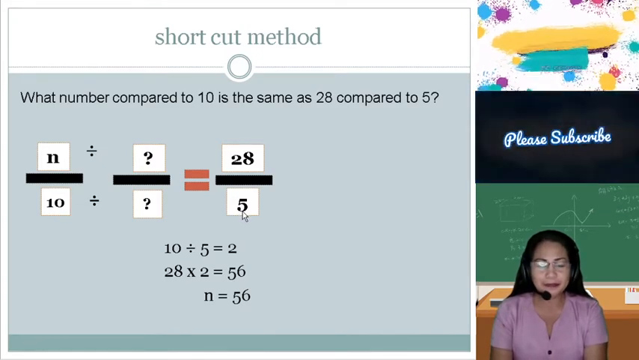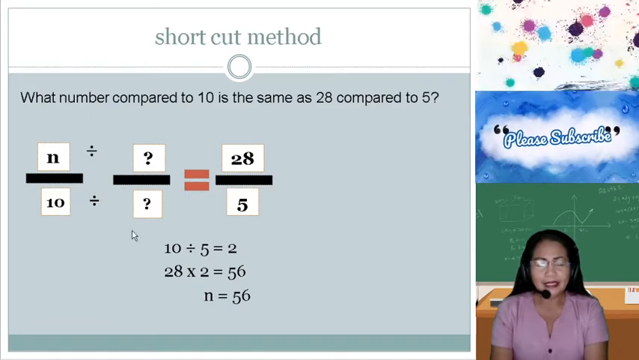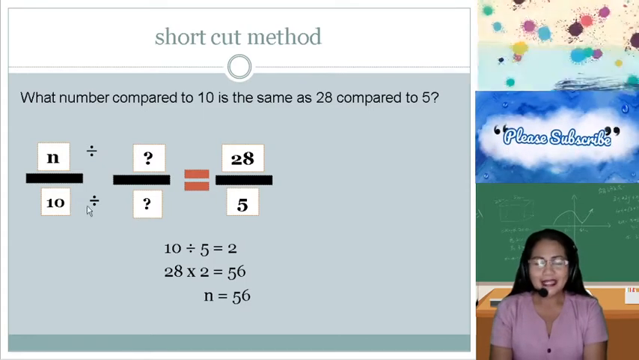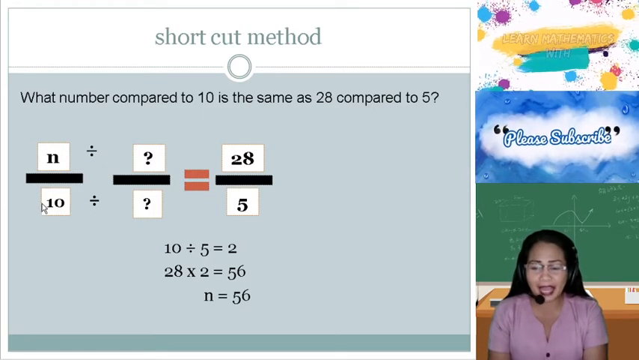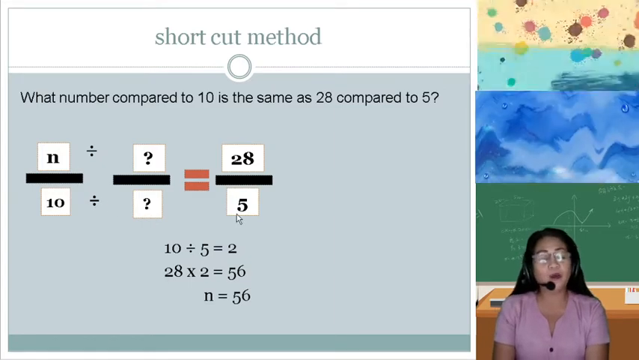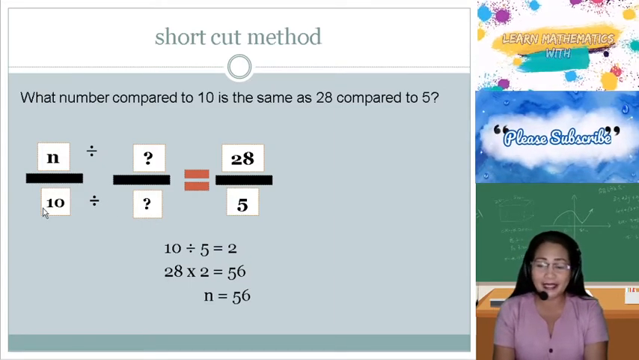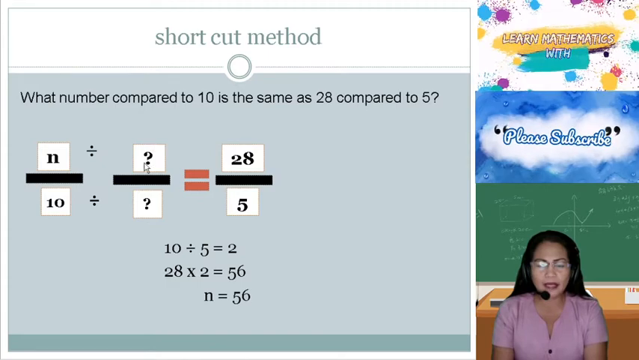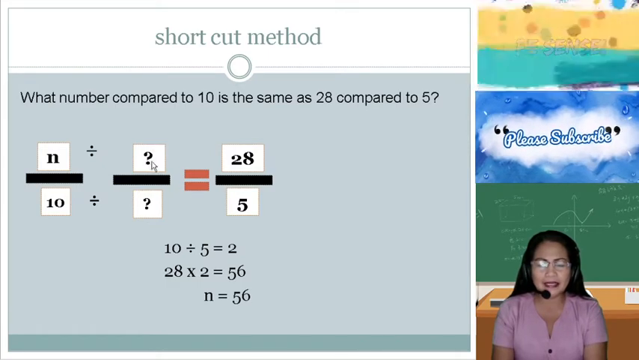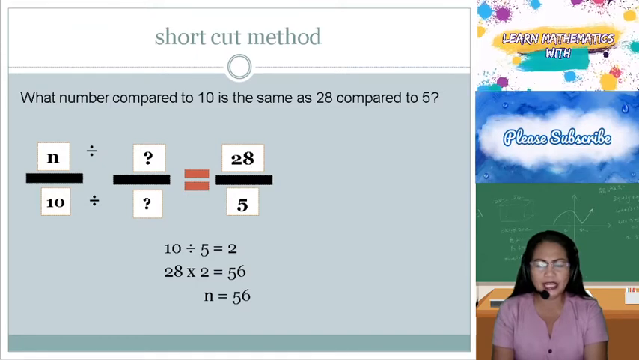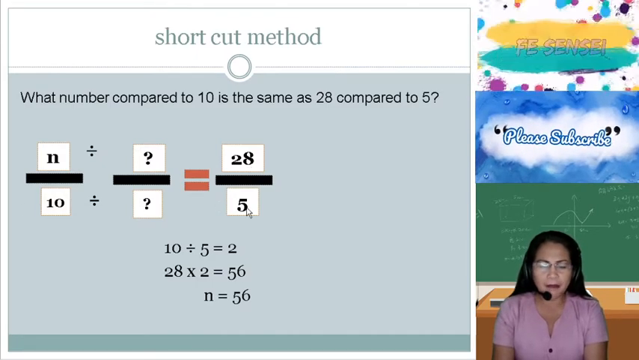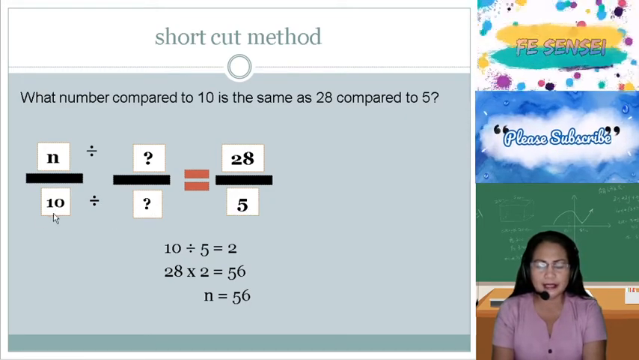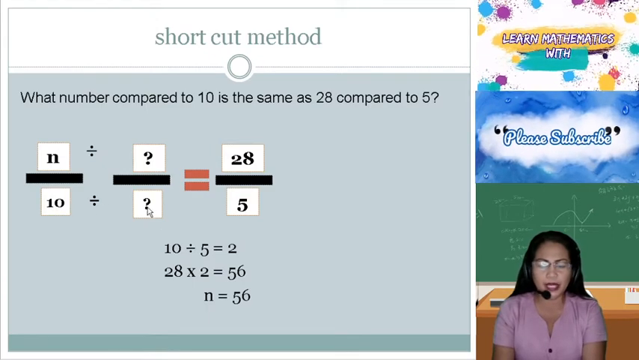So 10 divided by 5 equals 2. So this is 2. So 10 divided by 2 equals 5. So we divide 10 by 2 and it gives us 5. So in this number, what is the number here? So going to that direction, 5 times 2 equals 10. 10 divided by 2 equals 5.